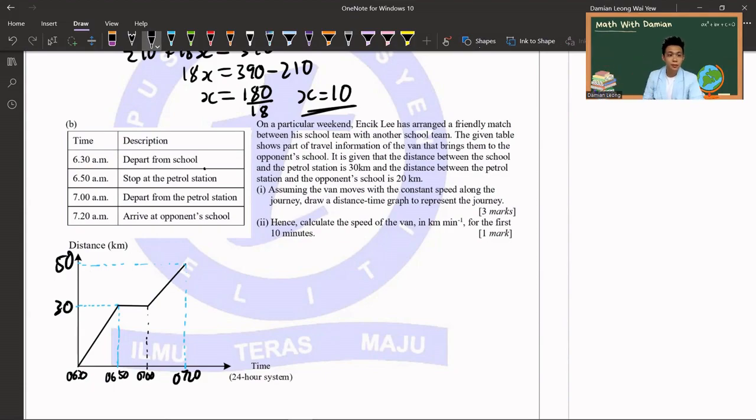Okay, then the second part, I want to calculate the speed of the van for the first 10 minutes. Just the first 10 minutes. So this whole part shows the whole 20 minutes, but for the first 10 minutes and for the first 20 minutes, the speed doesn't change because it's still the same straight line. Okay, the distance over time will still be the same. It will still be in the same ratio, which means the speed is constant all throughout this line.